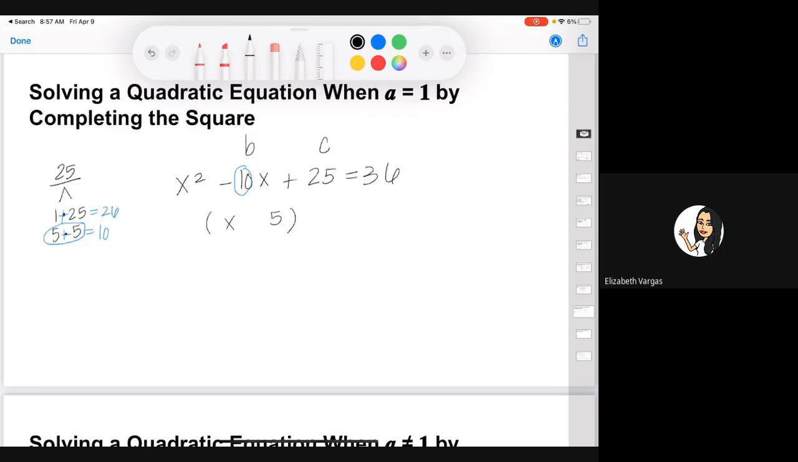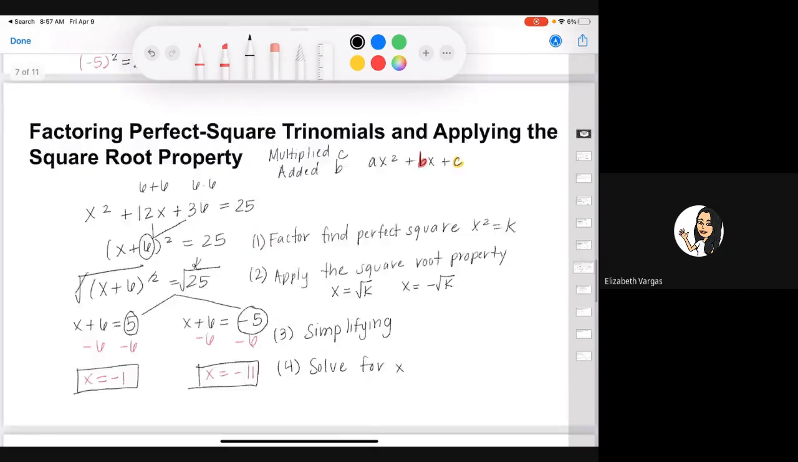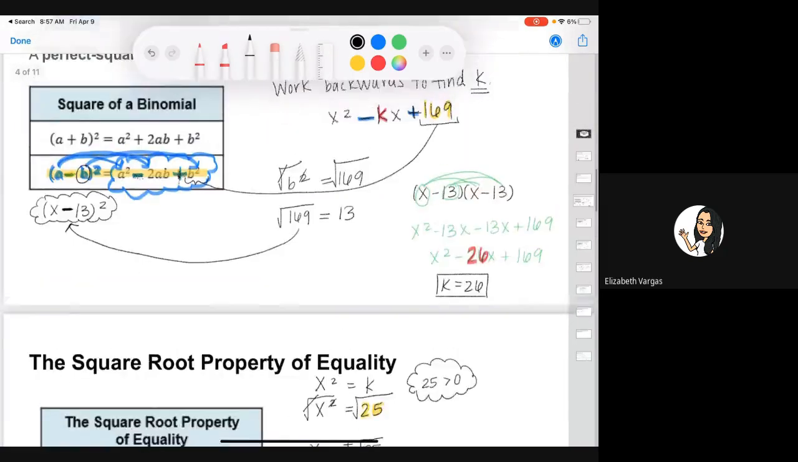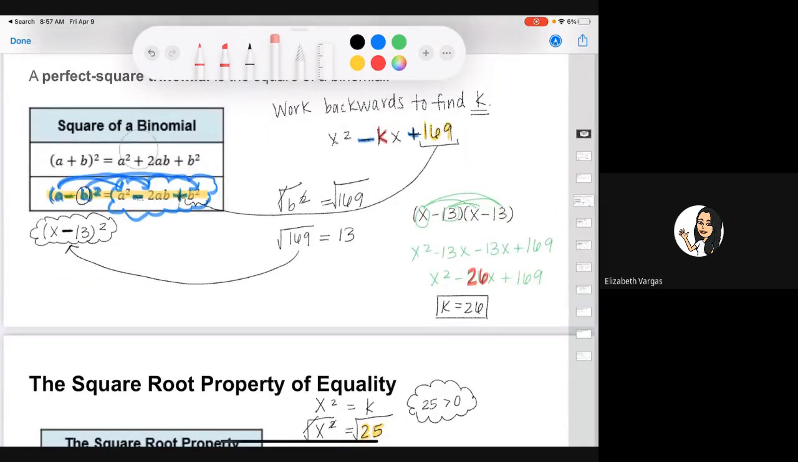Now, whether that's going to be a positive or a negative 5, you're going to look back to here, the square root of the binomial. And what you notice is that your equation that you're working with has a positive, negative, and a positive, or a minus and a plus sign. Here, let me write this so I can bring it over, just so it's easier to see.